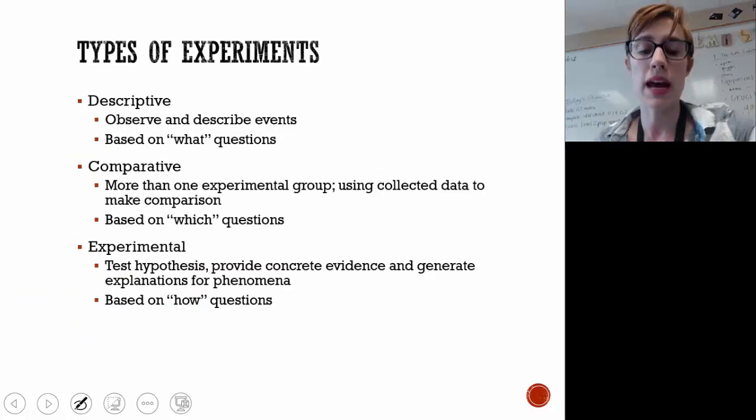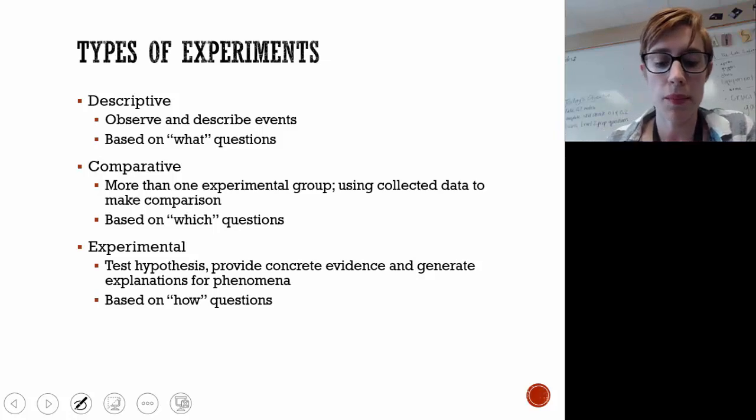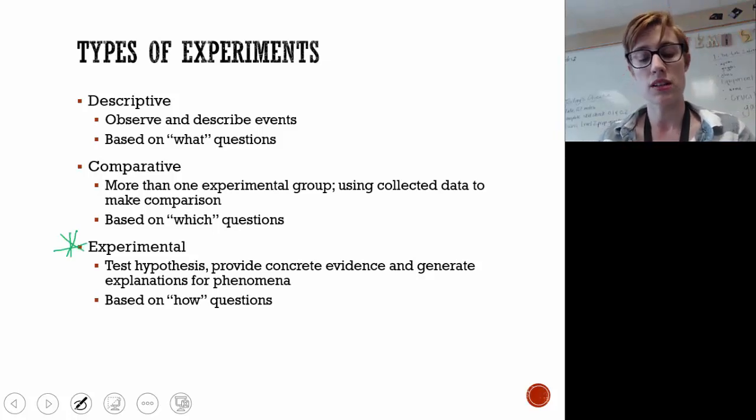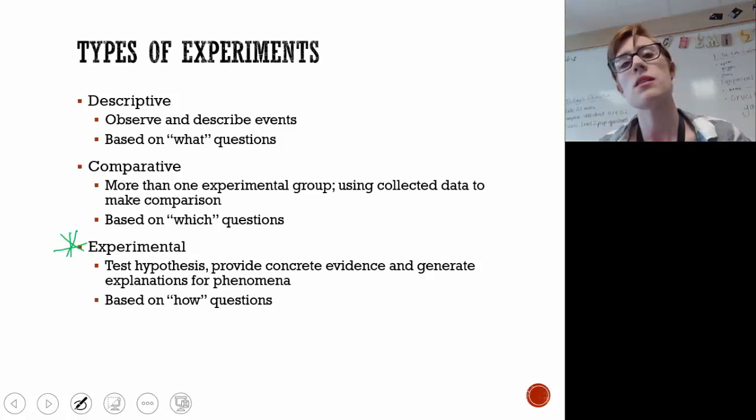There are three main types of experiments, and primarily in our class we will be doing the experimental experiments, but I want to talk about all three types. The first type is a descriptive experiment. That is simply something where we observe something that happens and we describe it. So I observe that water is clear and I make my conclusion.